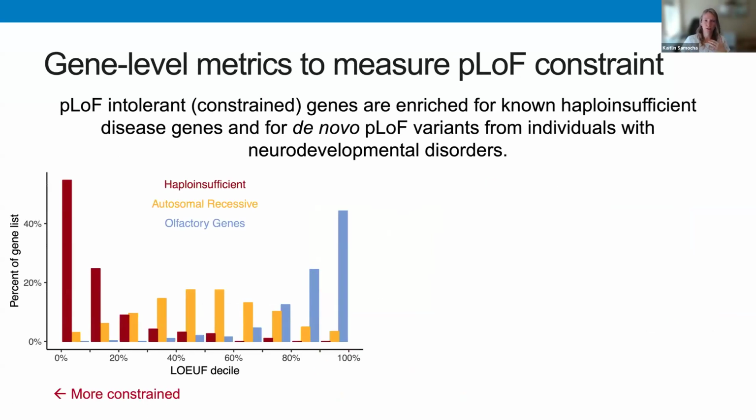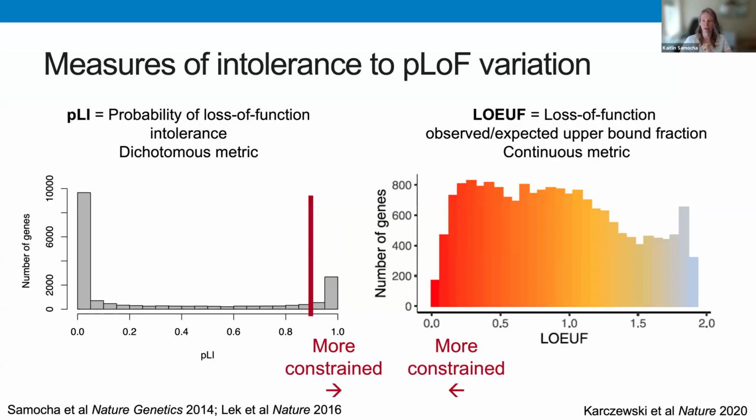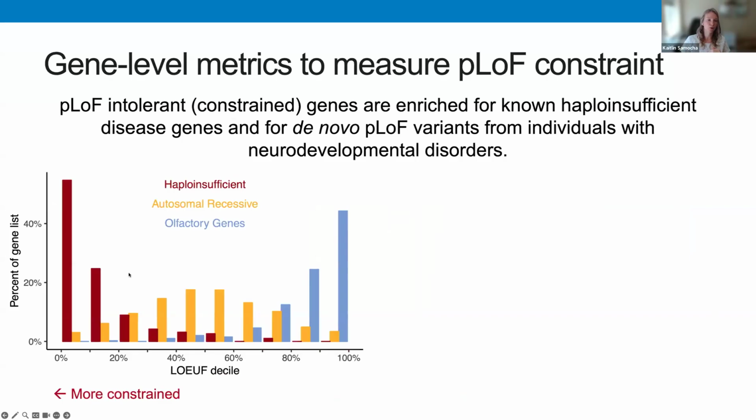But that's sort of the logic here. So when we take, for example, this LOEUF value, the loss of function observed over expected upper bound fraction, we do see that the most constrained LOEUF deciles here, the first and second in particular, are enriched for haploinsufficient genes, which is a nice check. Olfactory genes, those olfactory receptors that seem to be able to be mutated in humans with no obvious negative phenotypic consequences for the most part, those are enriched in the least constrained LOEUF decile. So again, a nice quality check. And autosomal recessive genes are spread across the whole spectrum.